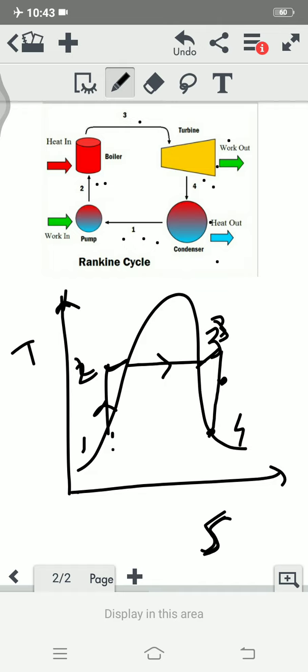Now the 4 to 1 process: during it, a condensation process happens, the conversion of the exhaust steam from the turbine into liquid water. This is process 4 to 1, and it is also a constant pressure process. During that constant pressure process, the exhaust steam is converted into liquid water, and again that liquid water is pumped to the boiler. Okay, so this is the total Rankine cycle.